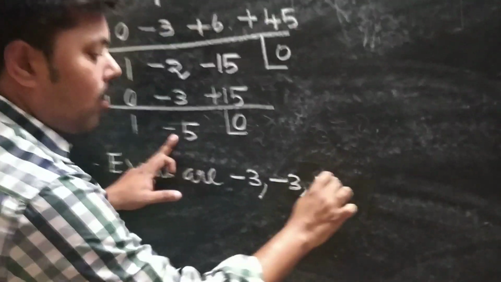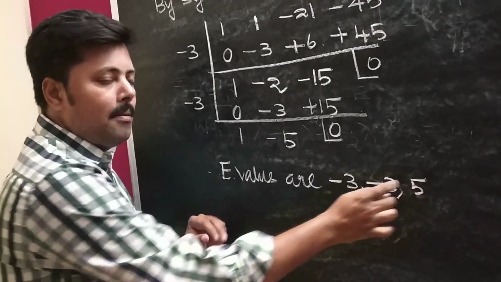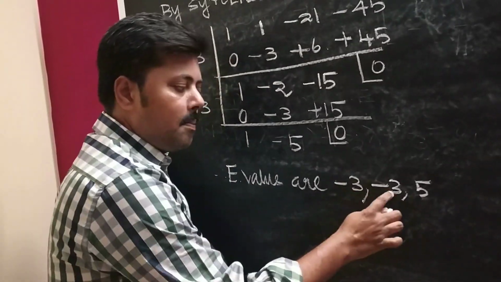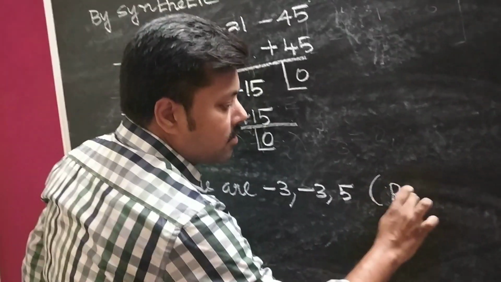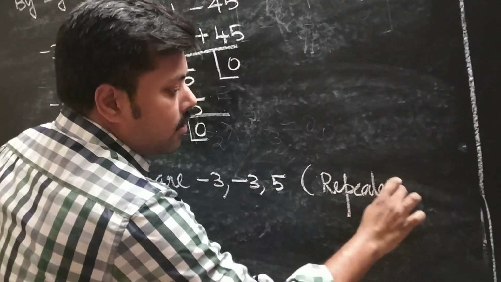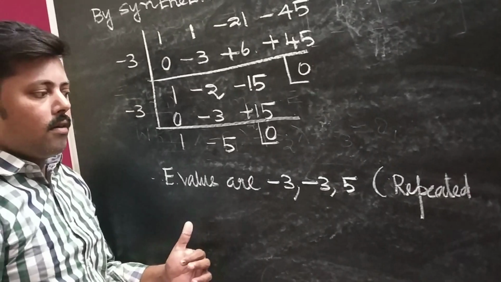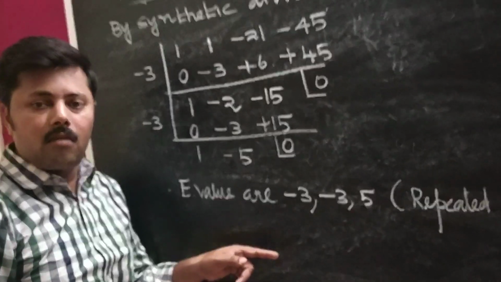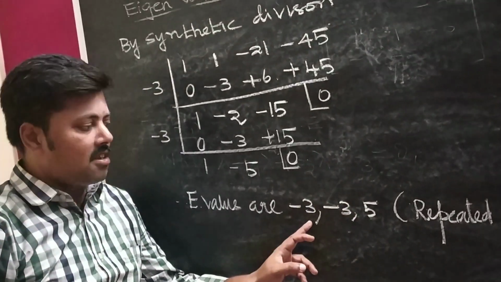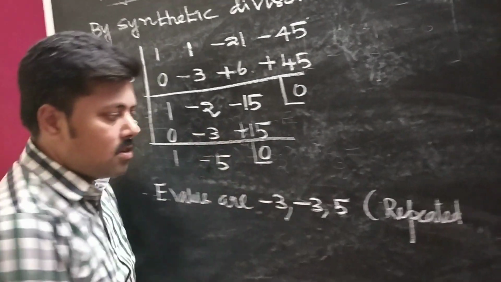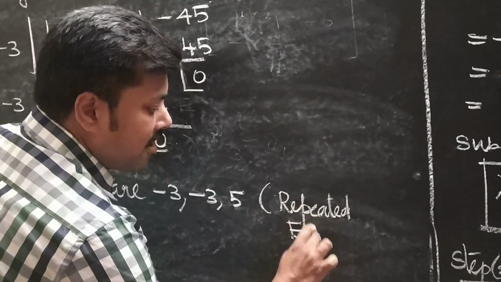So write it in opposite sign. Here minus 5, therefore I am writing here plus 5. Here minus 3 repeated twice, therefore I am writing here repeated eigenvalues. So in the previous one, we have discussed non-repeated eigenvalues 1, 2, 3. Here eigenvalues are 5, minus 3, minus 3. So minus 3 repeated twice, therefore I am writing here repeated eigenvalue.